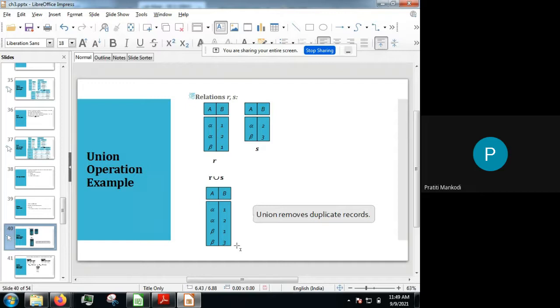In the R table you have alpha, alpha, beta, 1, 2, 1. In S you have alpha 2, beta 3. Now it will take all the tuples from A and all the tuples from B. The total number of tuples in A is 3, and in B is 2. So when you do the union, it should actually be 5, right?